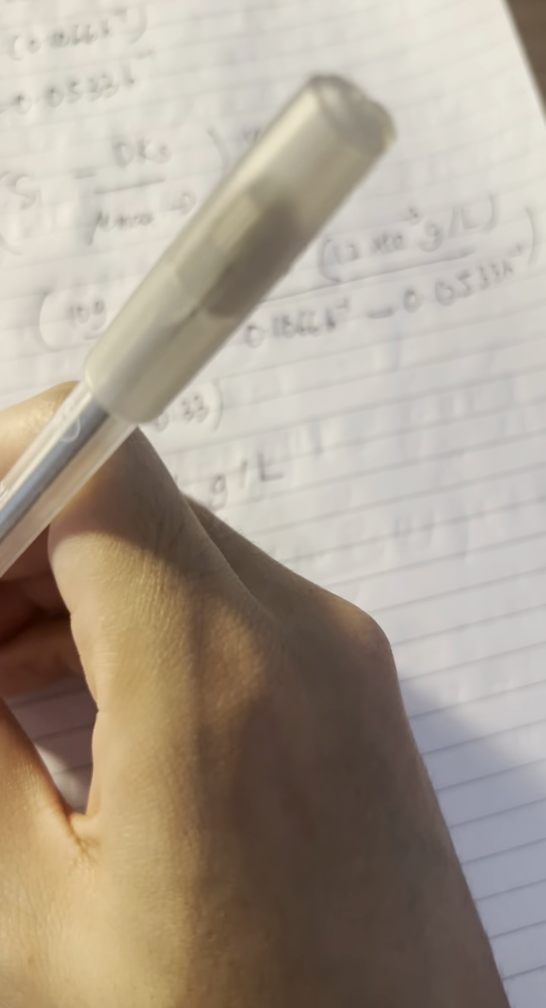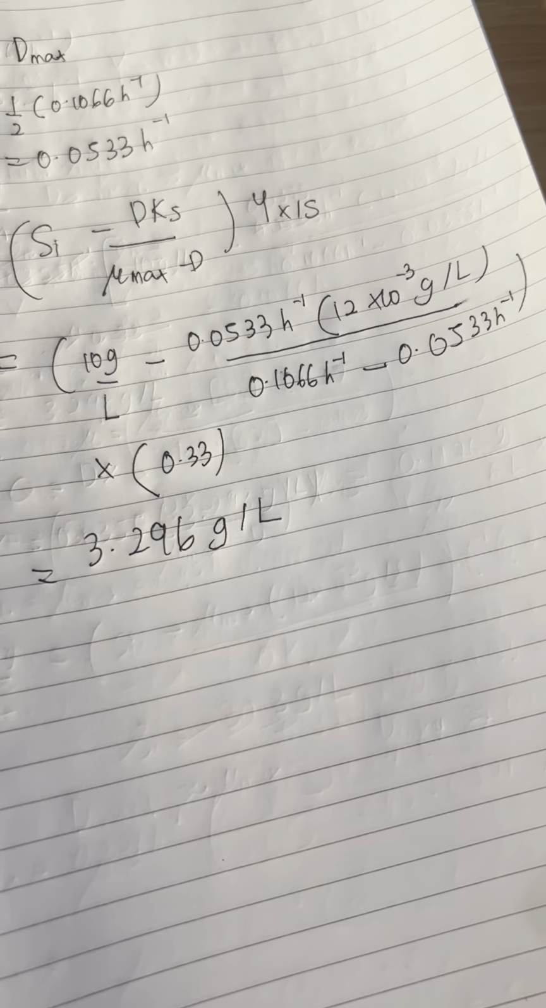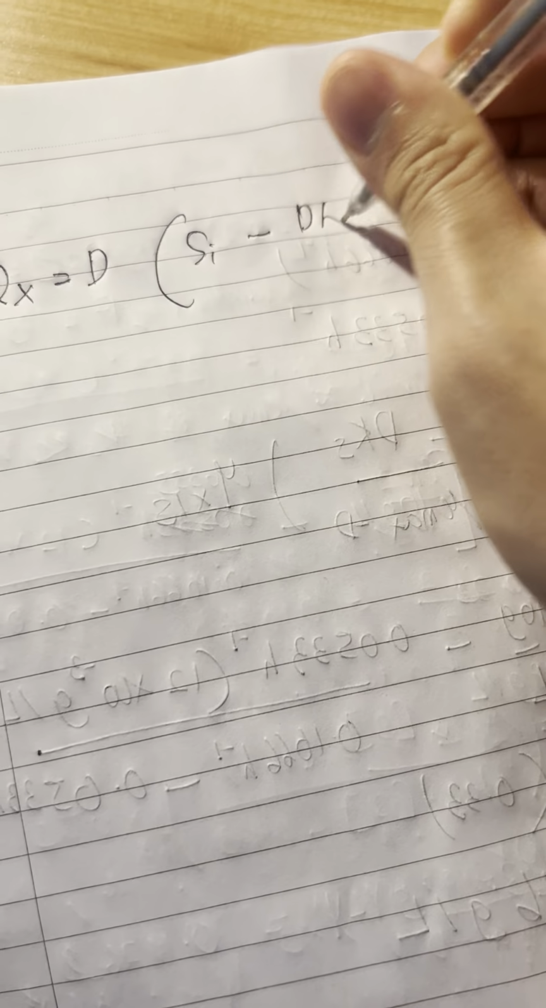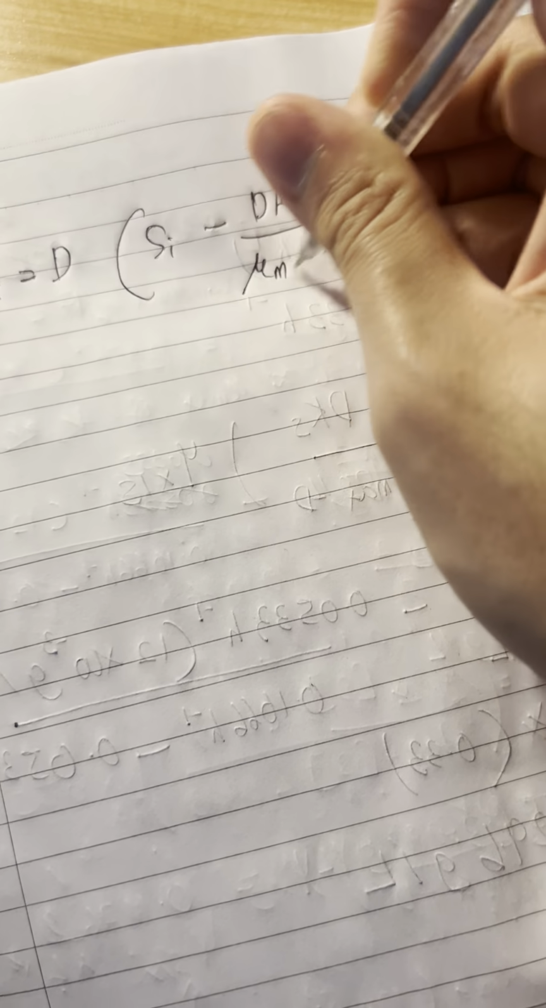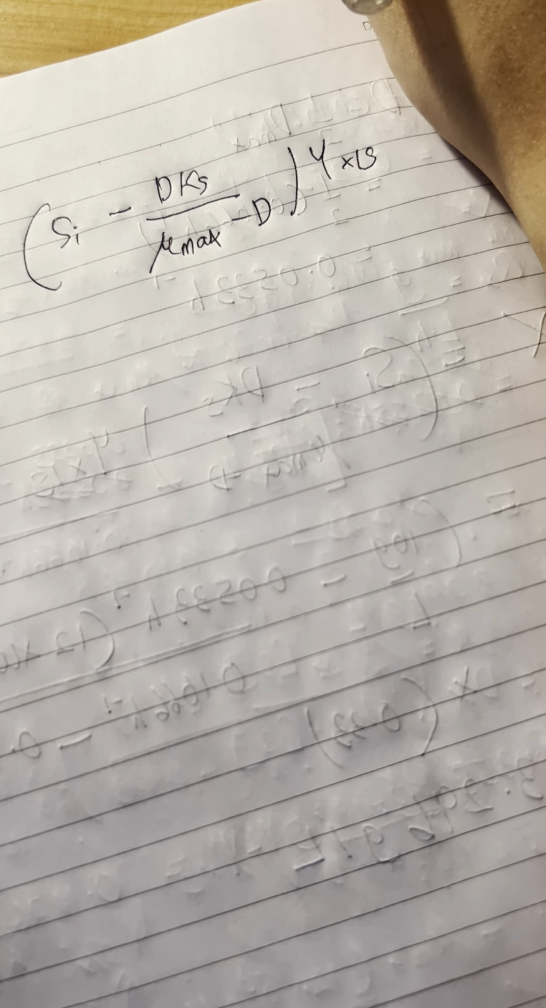And then the next one is the concentration when it's 3/4. I'll skip C because it's the same step, so I don't want to waste time. You can do it yourself and check. Now let's move on to the biomass productivity. This is a complex equation, so it will be given. Qx equals D times (Si minus D Ks over mu max minus D) times the yield.